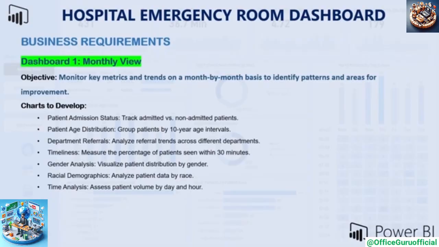Based on our first requirement of the first dashboard, the KPIs will be the same on all the dashboards, or I can say for the first two dashboards. But we will see actually on the first dashboard what we are going to design, and it is nothing but the monthly view, right? So on the first dashboard we are going to find out the monthly view, where we will monitor the key metrics and trends on a month by month basis to identify the patterns and areas for improvement, right? So the monthly view we are going to find out.